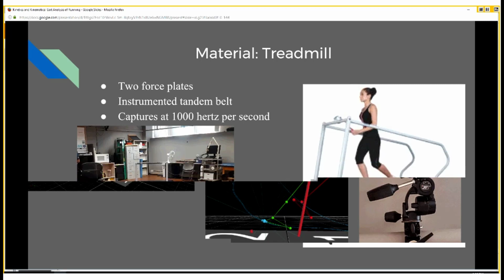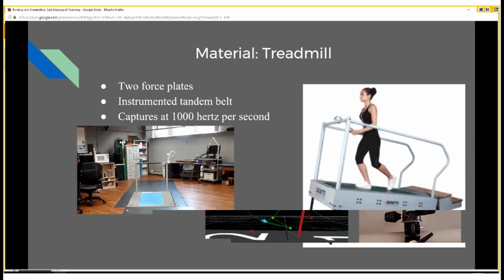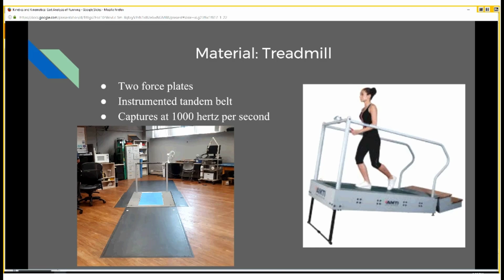And this is one of our treadmills. This is an instrumented tandem belt treadmill, which means there's a belt under it that keeps going in a circle. As you can see right here, it goes all around. And since there are two force plates, there are two separate belts that go like that and like that. And they basically spin the treadmill and make it move. While the force plates are collecting data, they collect all the force. And this captures at 1,000 hertz.